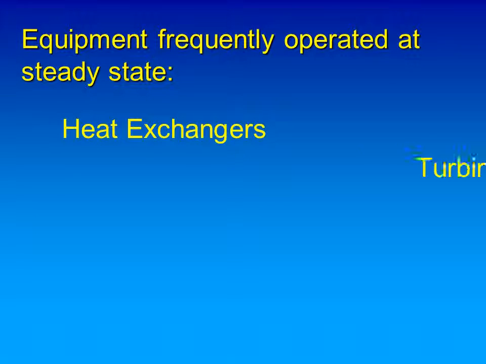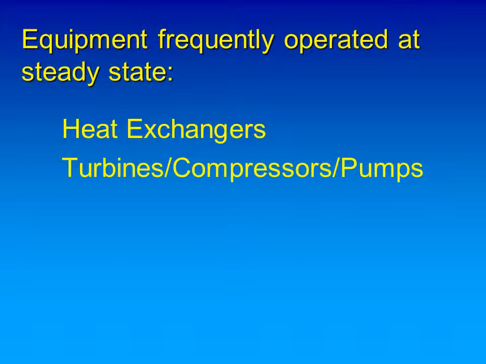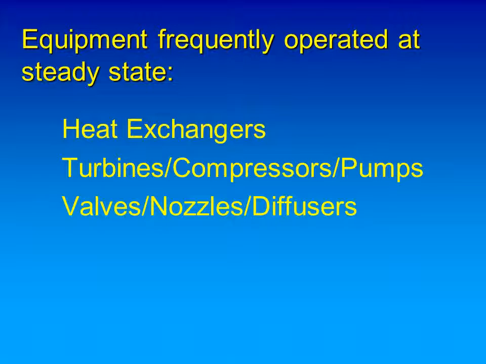Heat exchangers, turbines, compressors, and pumps. We'll get those things running at steady state, and we try to keep them running that way. Valves, nozzles, and diffusers. Lots of steady state equipment that we'll be looking at where the input and the output are balanced. If it's at steady state, then what goes in equals what goes out. The change with time of the system itself is zero. So we would say in equals out, accumulated is zero.